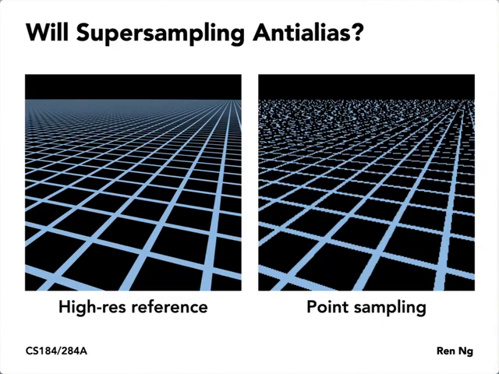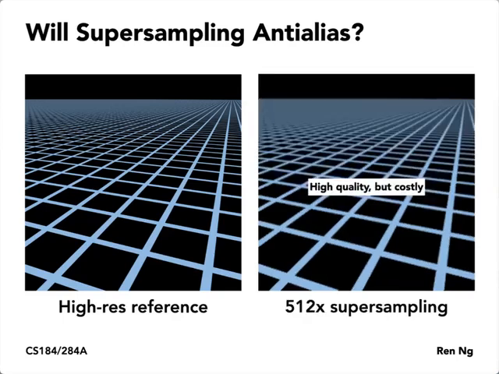So here's the point sampling case again. It's one sample per screen space pixel that I'm showing you on the right-hand side. If we supersample, say 512 times, so 512 samples per pixel, yeah, it will anti-alias this scene.